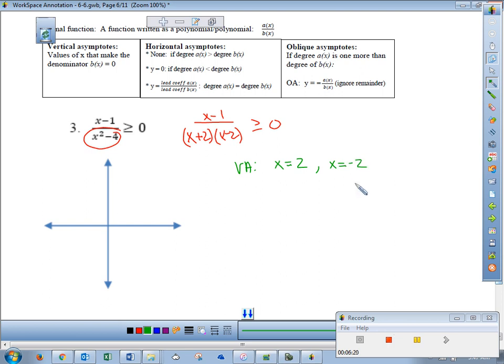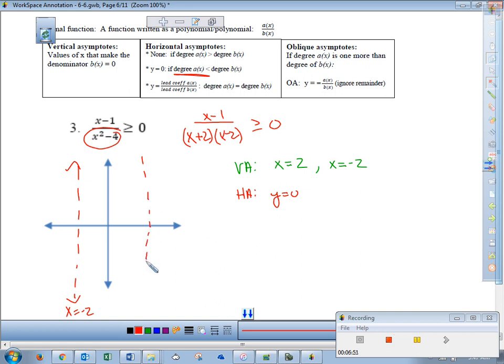Horizontal asymptotes. Let's see. The numerator's degree is smaller than the denominator's degree. So what do we got? So horizontal asymptote right here, because the numerator is smaller, at y equals 0, meaning there is no oblique asymptote, so I don't need to write that down. Cool. Put them in. x equals negative 2. x equals 2. And y equals 0.